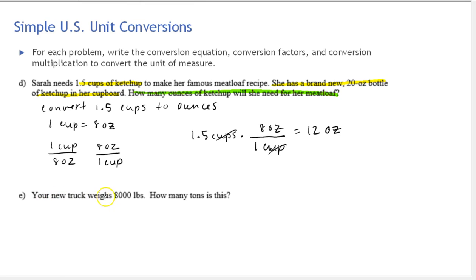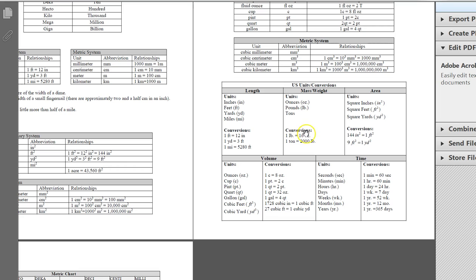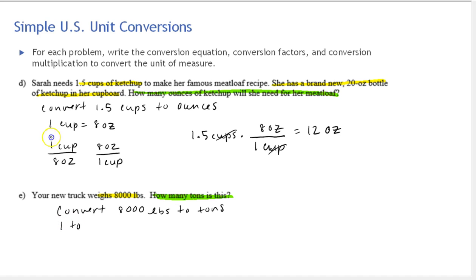Last question. Your new truck weighs 8,000 pounds. We want to know how many tons is this? So we want to convert 8,000 pounds to tons. Okay, so those are measures of weight, so let's find the conversion between tons and pounds. 1 ton equals 2,000 pounds, so that's our equation. Our possible conversion factors are 1 ton over 2,000 pounds or 2,000 pounds over 1 ton.